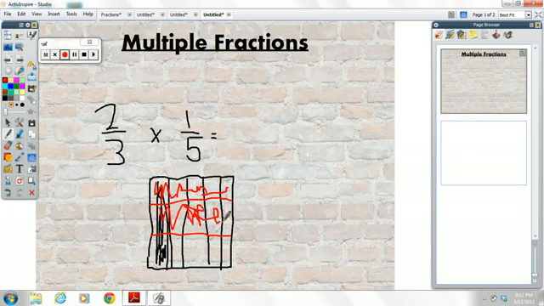Alright. Now, when I divided the rectangle into fifths, and then I divided it into thirds, really what I did was create 15 parts to this rectangle. Now, the key part here is where these overlap. These overlap in 2 boxes. Alright, therefore, 2/3 of 1/5 equals 2/15.